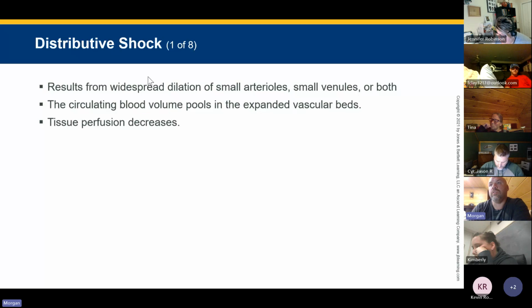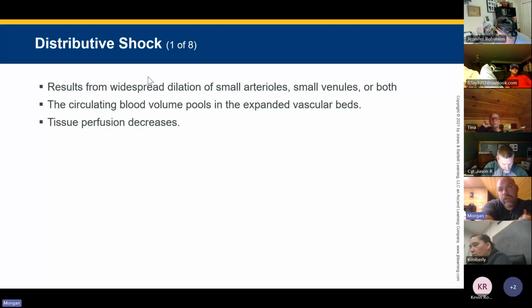So now we're going to talk about distributive shock. Does anybody remember what that entails? Well, it has to do with how it's being distributed throughout the body. Right. Remember, that's the 2-inch hose into a 4-inch hose. We only have what, 8? Oh my God, how much blood does a human hold? An adult male? 6 liters.